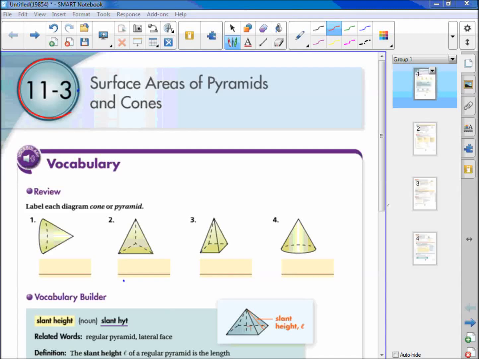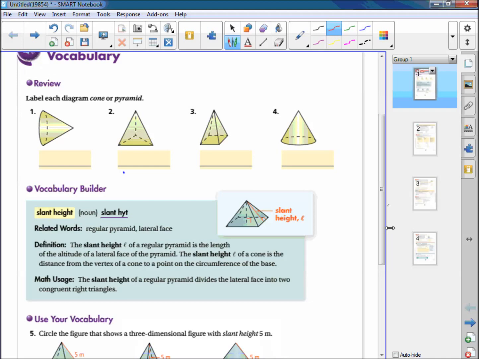Today we are covering section 11-3, surface areas of pyramids and cones. So we have some vocabulary here. Label each diagram as a cone or a pyramid. So we're going to label a couple and then we'll go back and talk about what makes a cone or a pyramid and how they're different than cylinders and prisms.